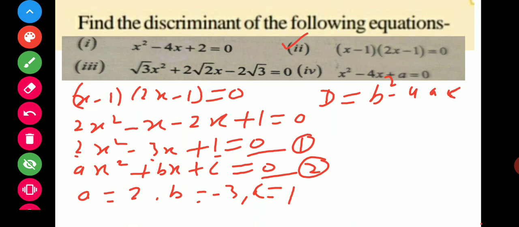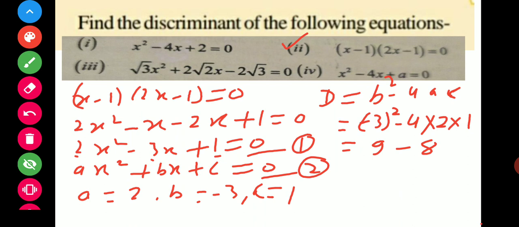So b is given as minus 3, so minus 3 square, 4 times a is 2 and c is 1. So we get 3 threes are 9 minus 4 twos are 8, that is 1. It is your answer. So you can do this one very well, and the other part is for your homework, but you can see your third portion also.